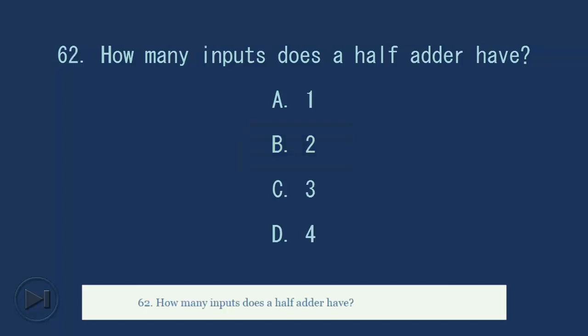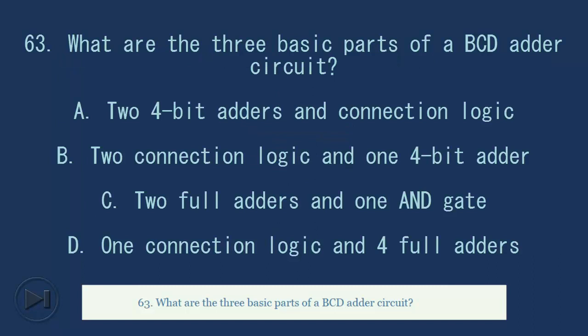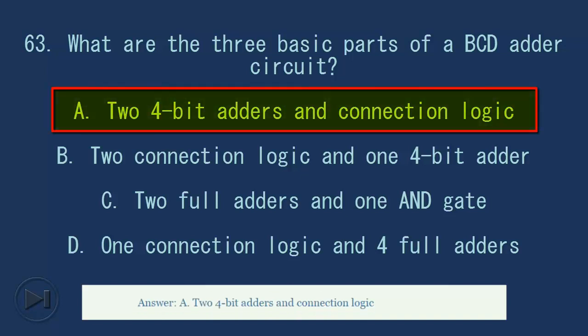62. How many inputs does a half adder have? A. 1. B. 2. C. 3. D. 4. Answer, B. 2. 63. What are the three basic parts of a BCD adder circuit? A. Two 4-bit adders and connection logic. B. Two connection logic and one 4-bit adder. C. Two full adders and one AND gate. D. One connection logic and four full adders. Answer, A. Two 4-bit adders and connection logic.